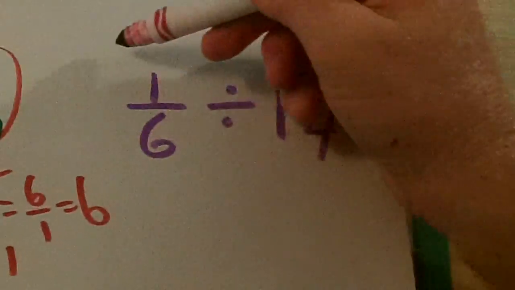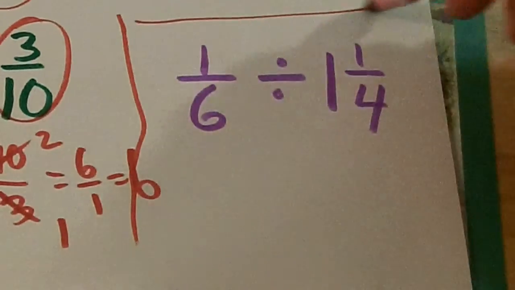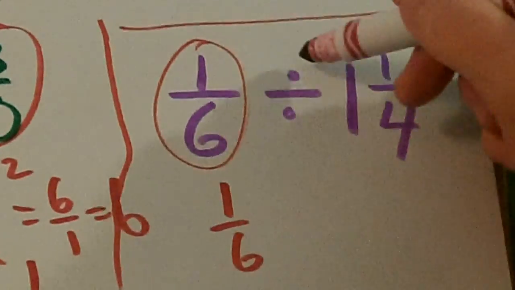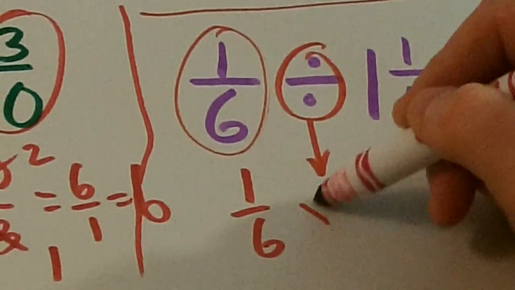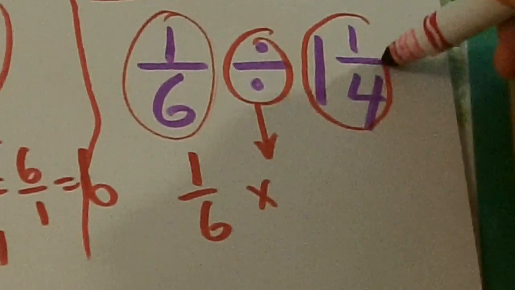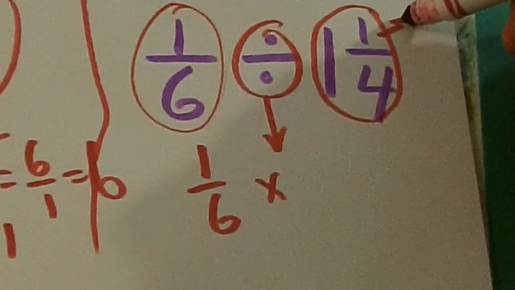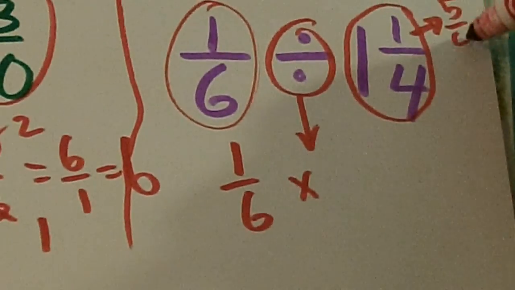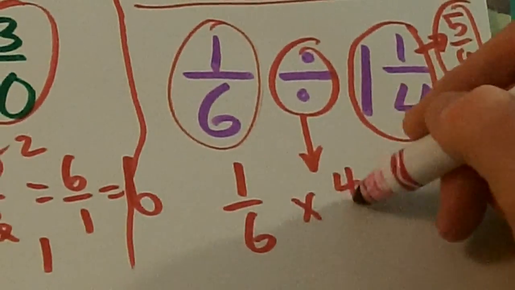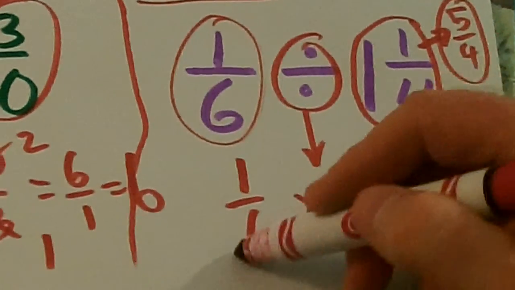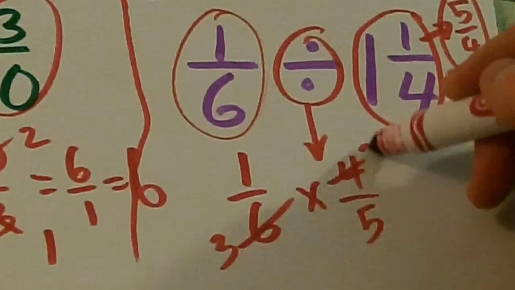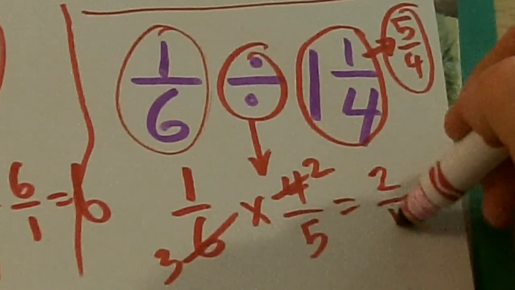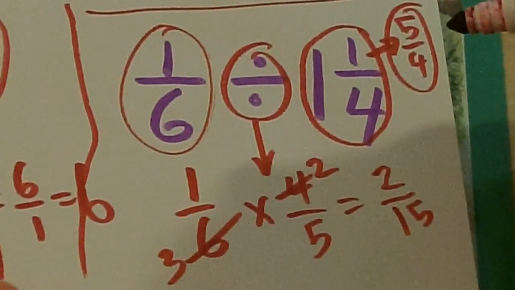Okay? Okay, look at this one right here. Remember what to do? When this is a fraction, just bring it down. Okay, bring that down as a times. Now, don't bring that down yet. Find the improper fraction, 5 over 4. Now flip that, 4/5. 2 goes into that 3, 2 goes into that 2, and we get 2/15. Okay, all right.